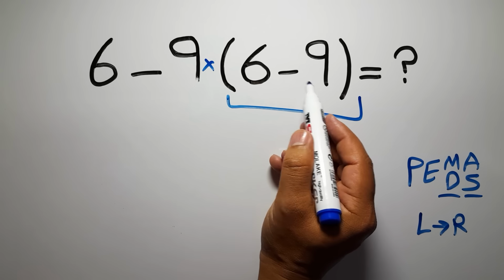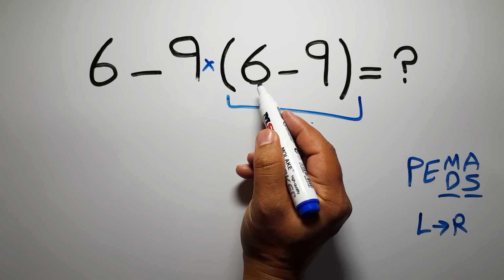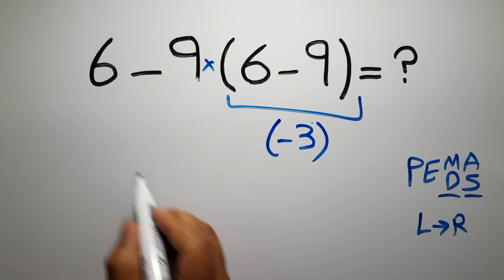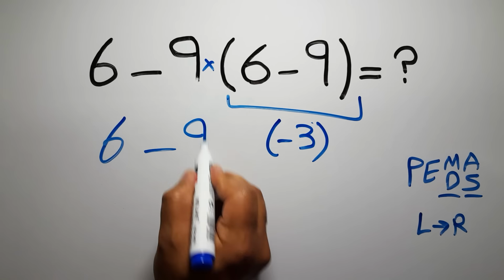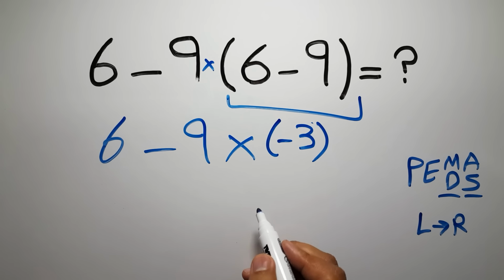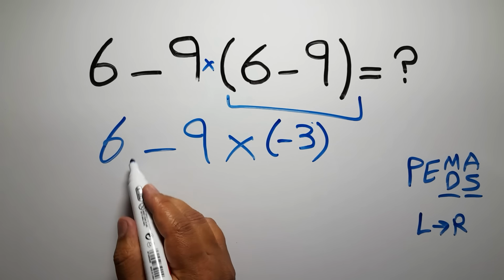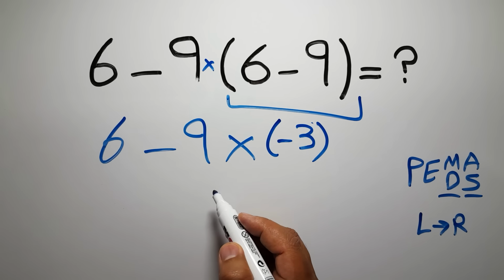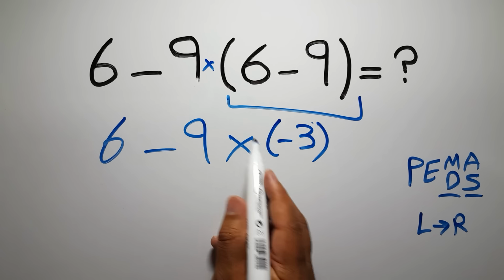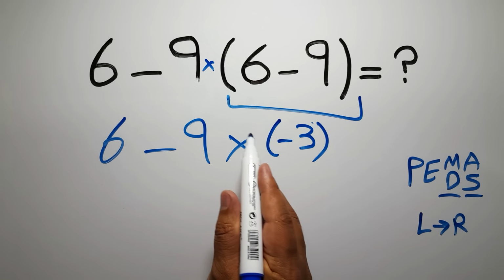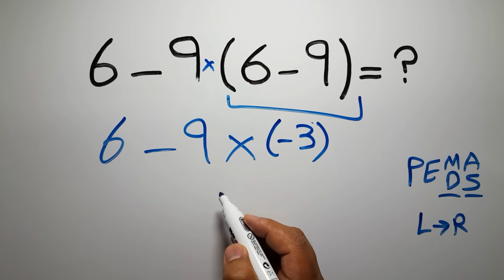So first this parenthesis. Inside this parenthesis we have 6 minus 9, which gives us negative 3. So we have 6 minus 9 times negative 3. So here in this expression we have one subtraction and one multiplication. According to the PEMDAS, multiplication has higher priority than subtraction. So here first we have to do this multiplication.